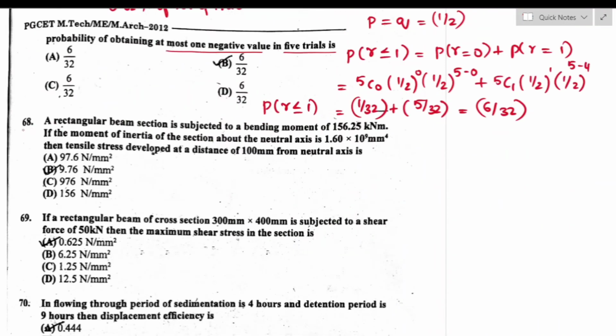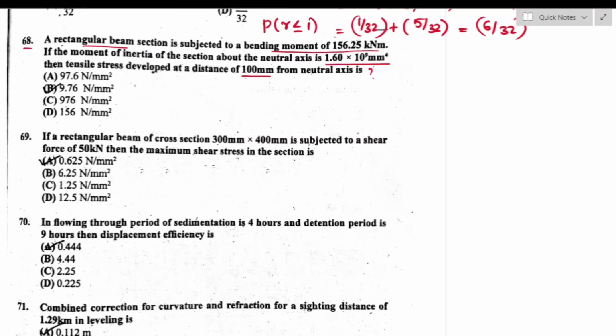Question number 68. A rectangular beam section is subjected to a bending moment of 156.25 kN meter. If the moment of inertia of the section about the neutral axis is 1.60 into 10 to the power of 9 mm to the power of 4, then the tensile stress developed at a distance of 100 mm from the neutral axis is. From the bending moment equation, we know that M by I is equal to sigma by y is equal to E by R.